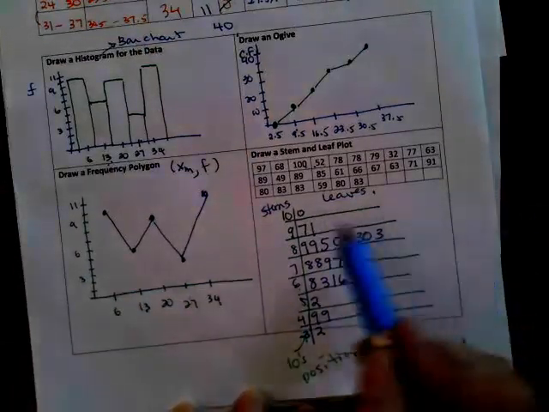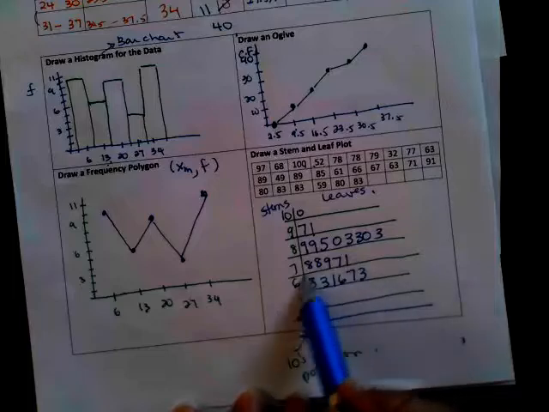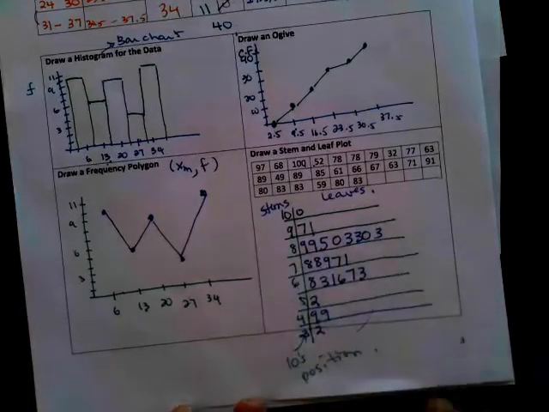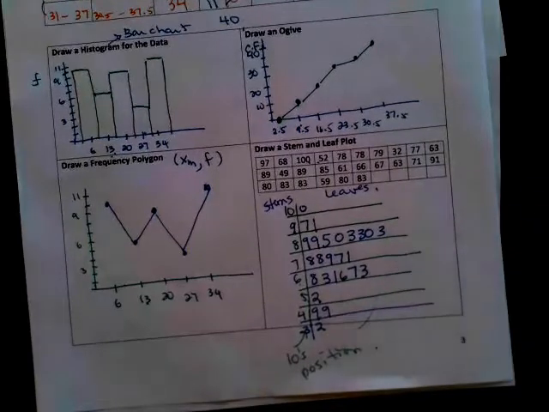Okay, so you can kind of get an idea of how the class did. I had quite a few 80s, and some trouble spots down here for sure, but I've got quite a few up here in the A's and B's. Okay, so that's how you do a stem and leaf plot.